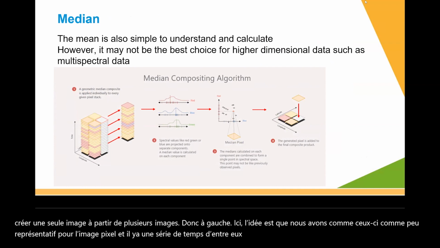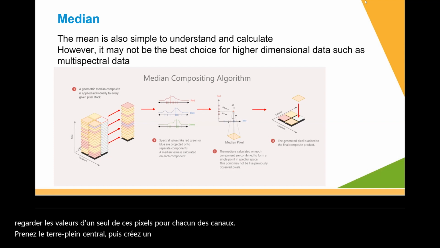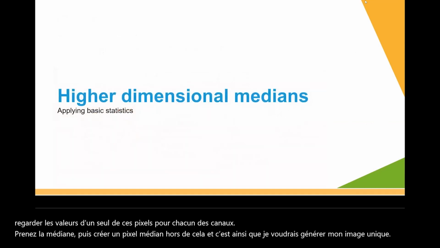And I would actually look at the values of a single one of those pixels for each one of the channels, take the median, and then create a median pixel out of that. And that's how I would generate my single image.